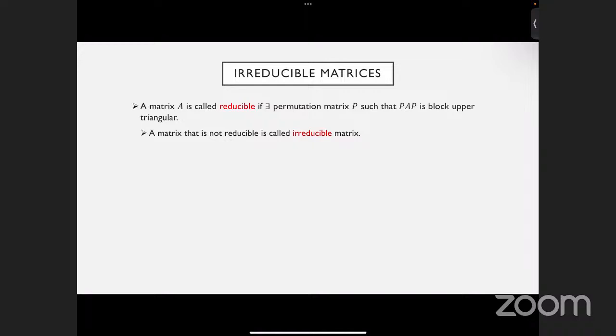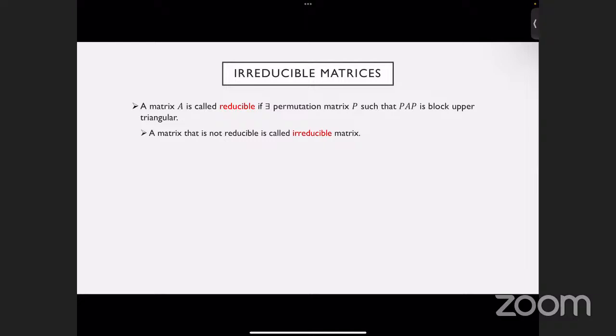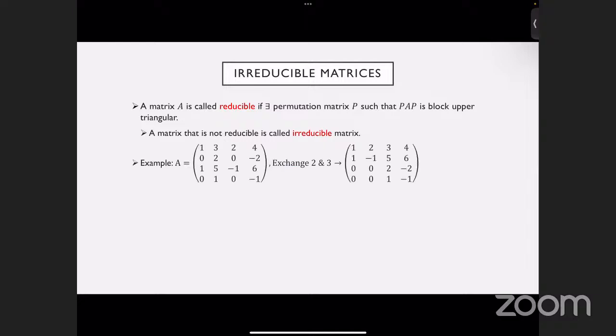So we say that a matrix A is reducible if there exists a permutation matrix P such that PAP is a block upper triangular matrix. Or in other words, if we can permute rows and the corresponding columns, then we get a block upper triangular matrix. And if a matrix is not reducible, then it is called an irreducible matrix. So here is an example of a reducible matrix.